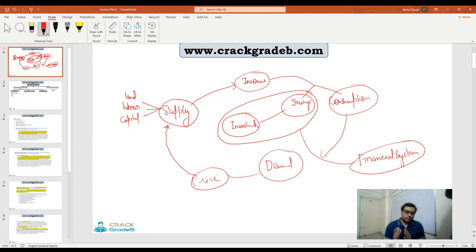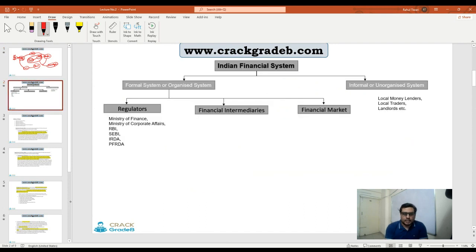But we first understand and learn how this regulator will work, and from the regulator we will go to the related part. For example, we will learn about RBI, then we will go to the banking system. We will understand the role, powers, and functions of SEBI, then we will understand the financial market of India. And I also told you that for your better understanding, I'll create a diagram for you. So here it is, the Indian financial system.